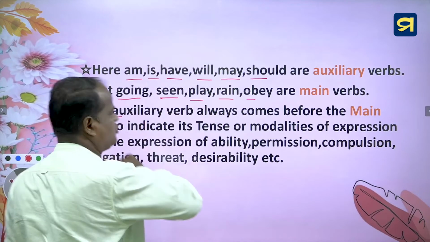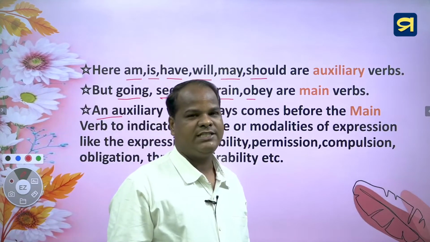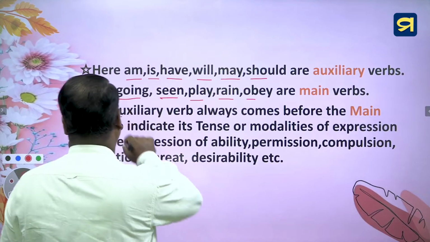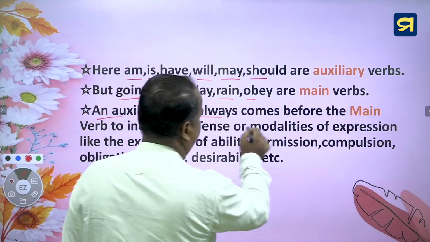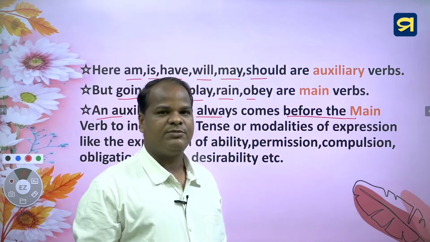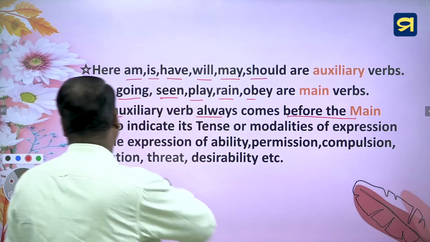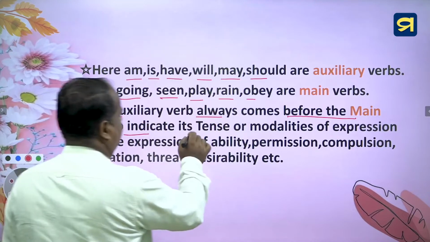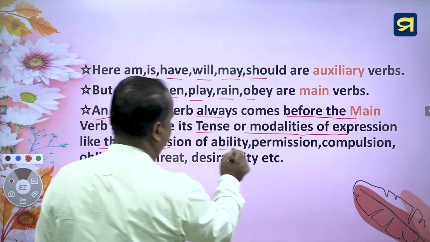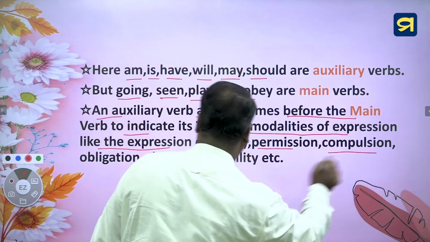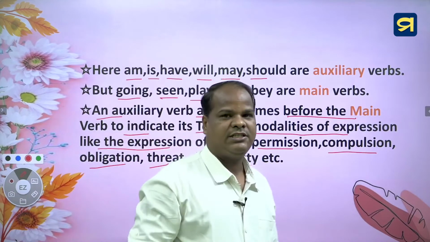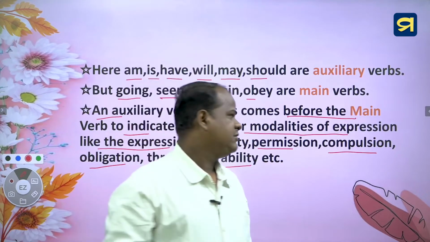So students, first of all we have to know what an auxiliary verb is. I am going to give you an idea. An auxiliary verb always comes before the main verb. You have to remember it well. It indicates tense or modalities of expression, like the expression of ability, permission, compulsion, obligation, threat, desirability, etc. So students, you have completely known about it. Let's go ahead.